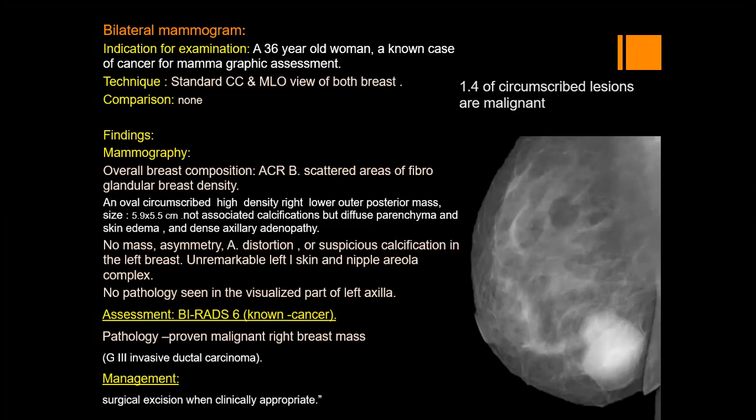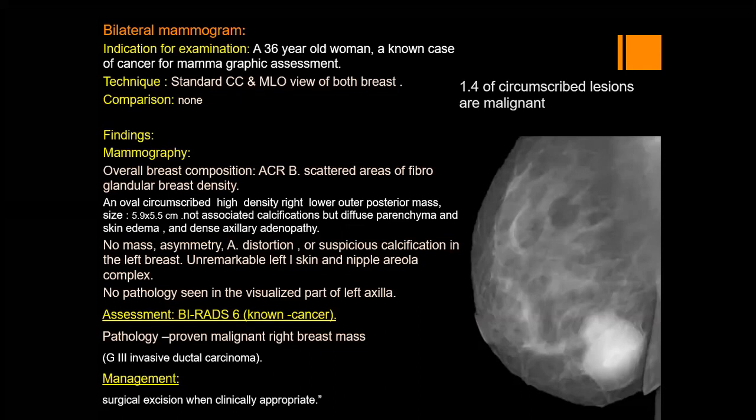An oval circumscribed high density right lower outer posterior mass, size 5.9 by 5.5 centimeter, not associated with calcification, but associated with diffuse parenchymal and skin edema, trabecular thickening and skin thickening, and dense axillary adenopathy, not shown in this image. No mass, asymmetry, architectural distortion, or suspicious calcification in the left breast. Unremarkable left breast skin and nipple areolar complex. No pathology seen in the visualized part of the left axilla.